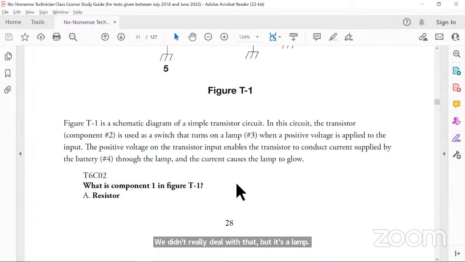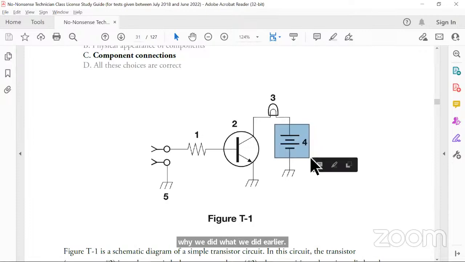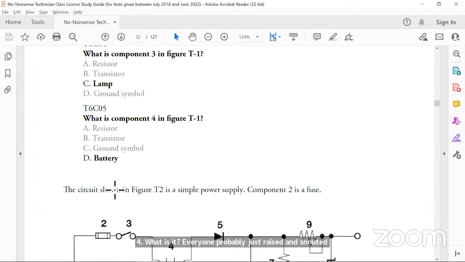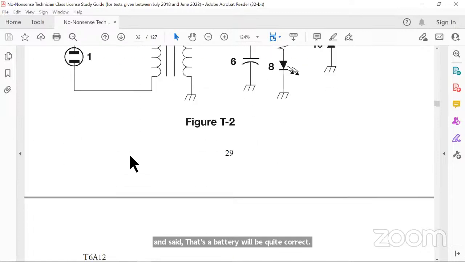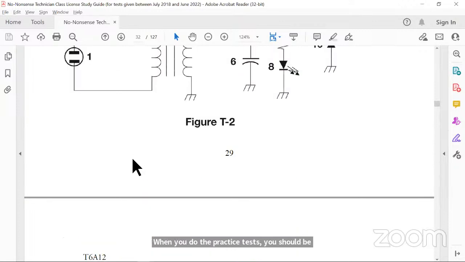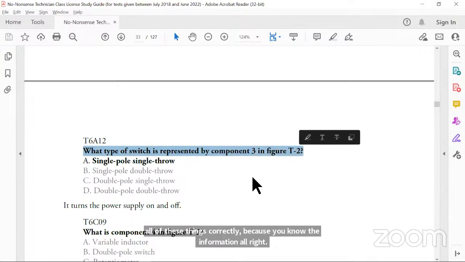So you see why we did what we did earlier? It's going to ask us, what are these components? Component 4. What is it? Everyone probably just raised and shouted and said, that's a battery. You'll be quite correct. So folks, you're doing quite well. You know all the answers to all of these questions. High confidence. When you do the practice tests, you should be getting all of these things correctly because you know the information. All right. Next question in the question pool.